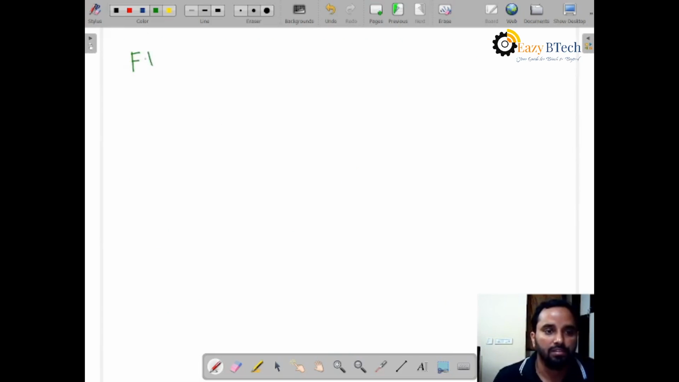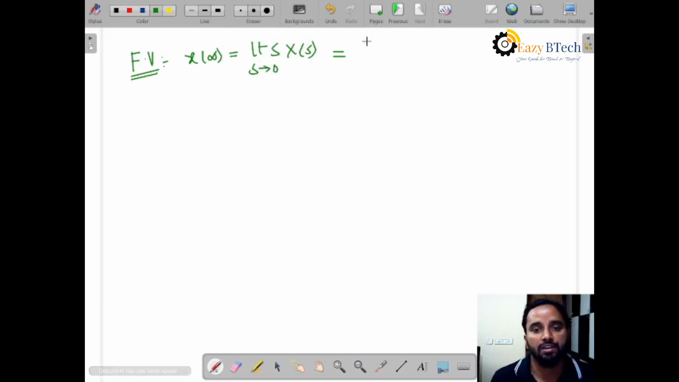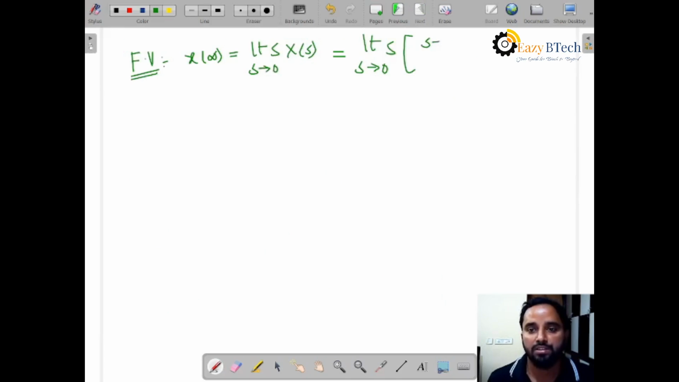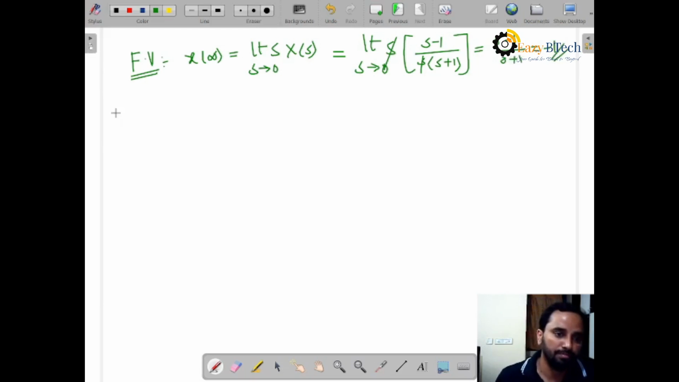The final value, how to do the final value? X of infinity is equal to limit s tends to 0 of s into X of s. So here, limit s tends to 0 of s into, what is X of s given? X of s is s minus 1 by s into s plus 1. The s gets cancelled. If you apply the limit 0, then 0 minus 1 by 0 plus 1, which will be minus 1.